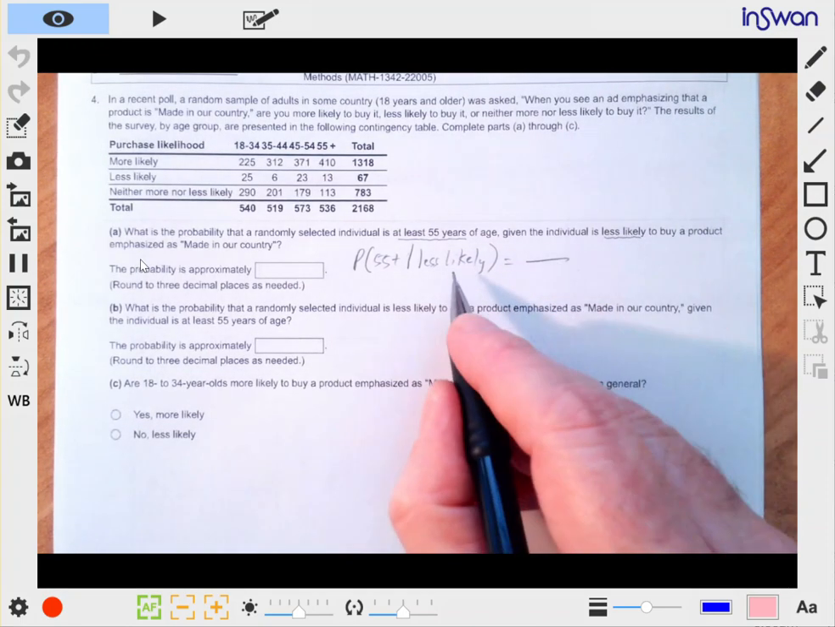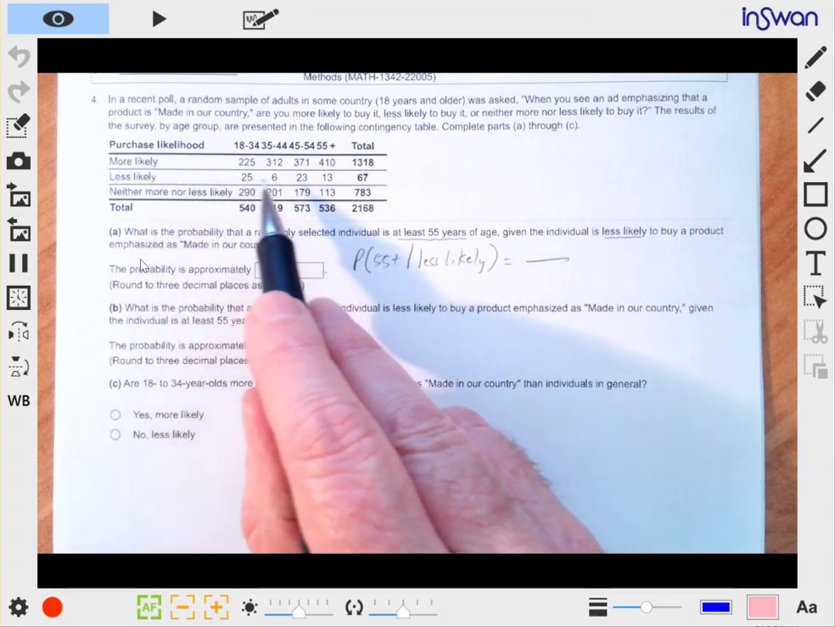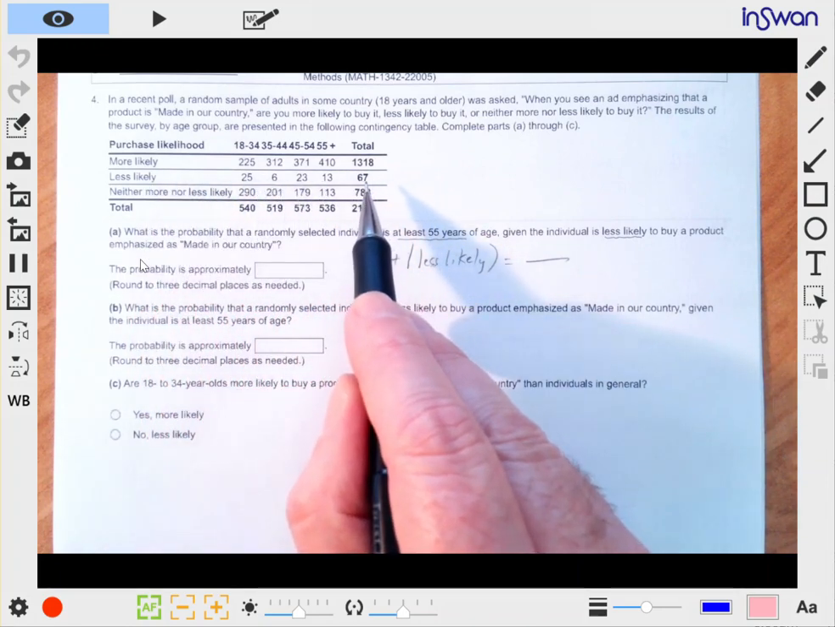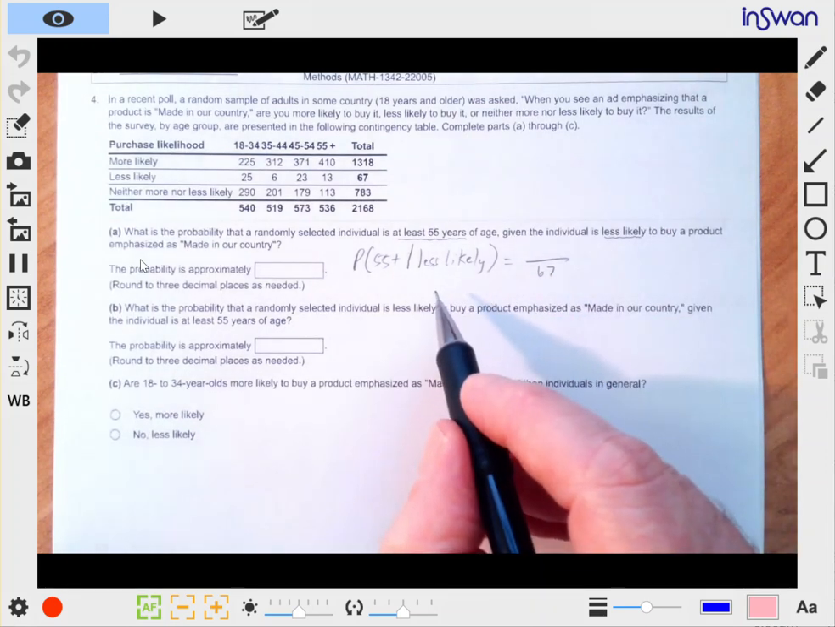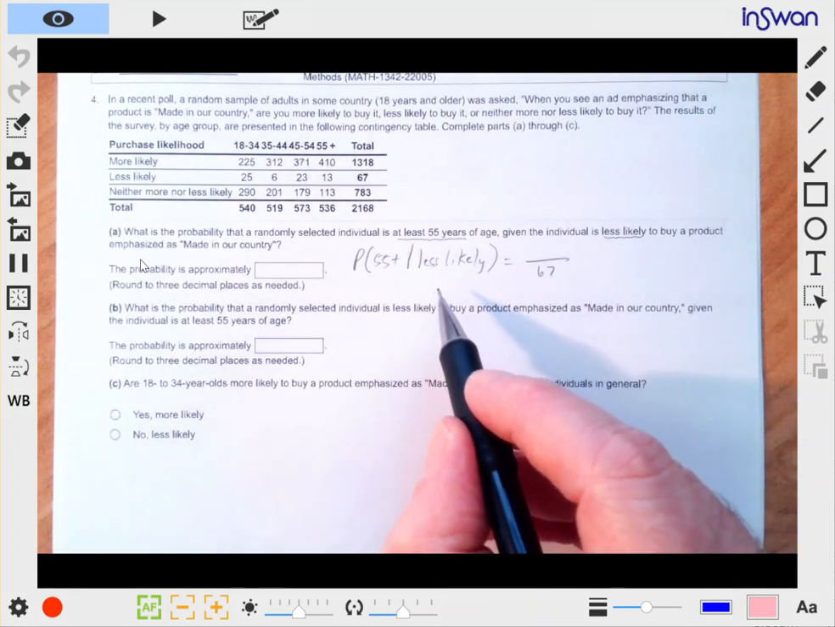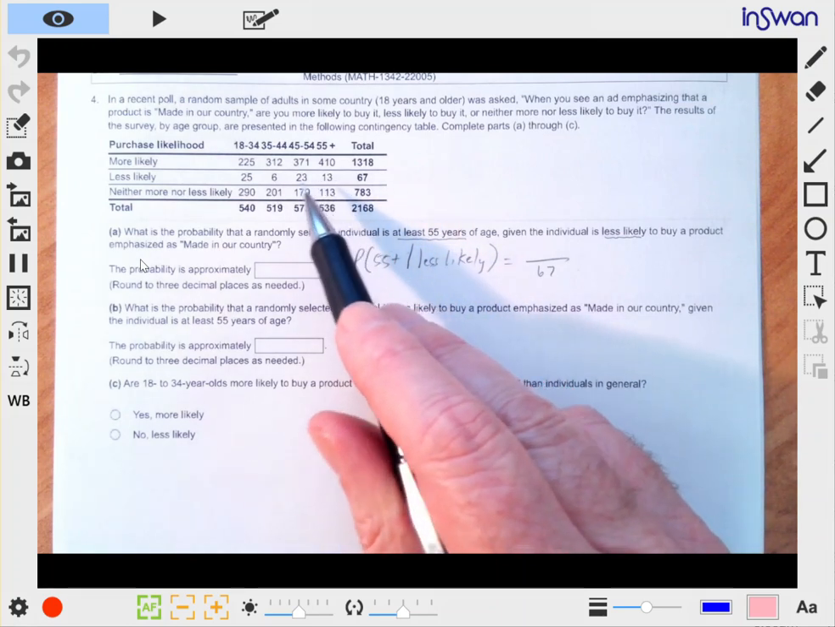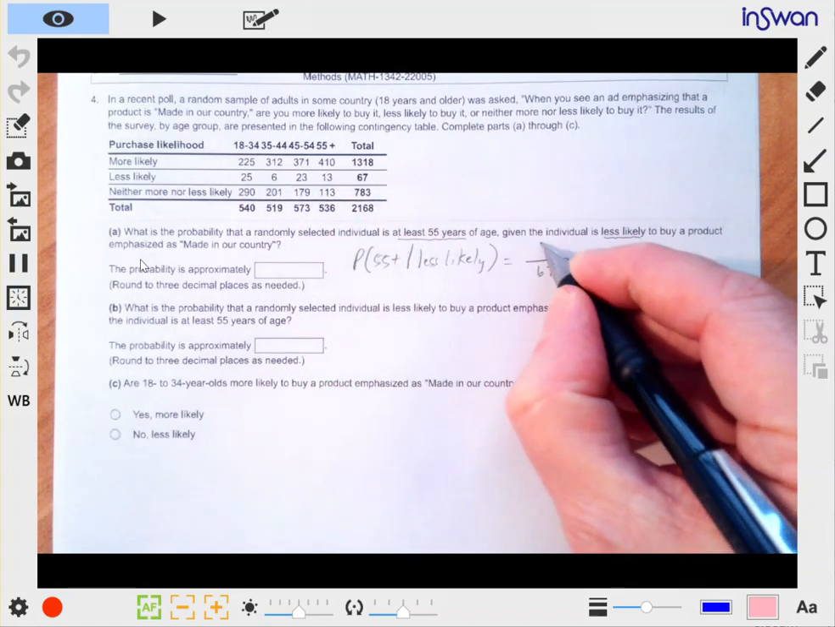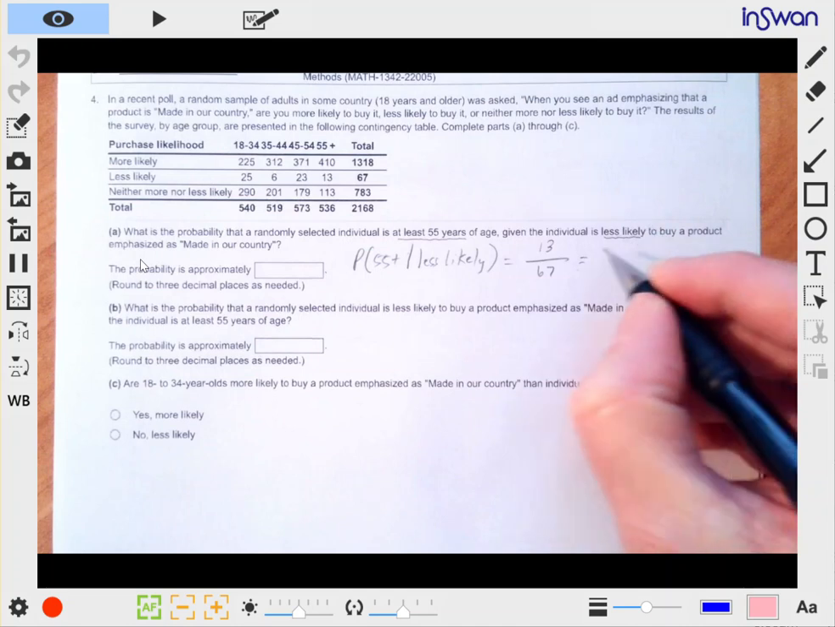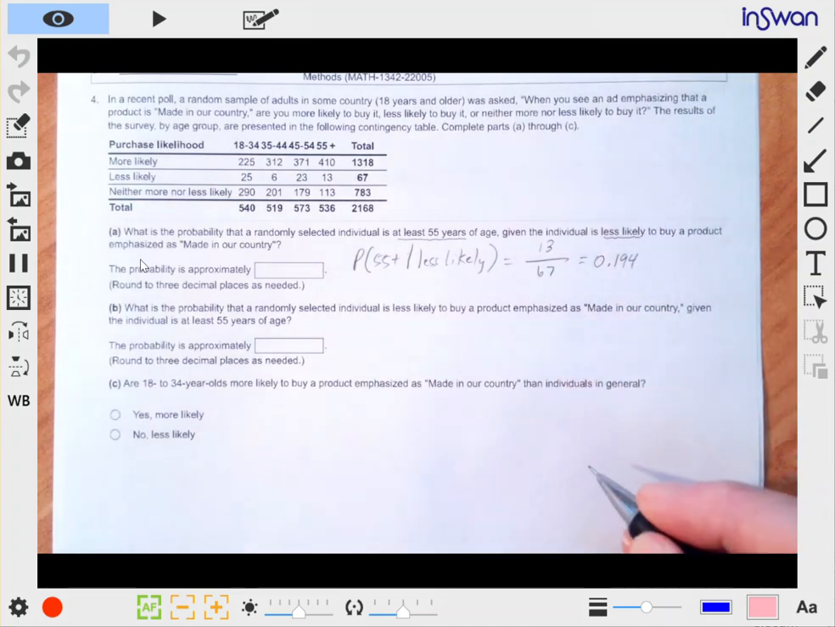So notice we're restricting ourselves to the people who are less likely to buy. So less likely, that's this row. There's a total of 67 that are less likely to buy. So we're given that we're dealing with people that are less likely to buy. So the probability that they're 55 and plus, well, they've got to be in that row. And 55 plus, that's 13. So if we divide 13 by 67, you should get 0.194 or 194 thousandths.